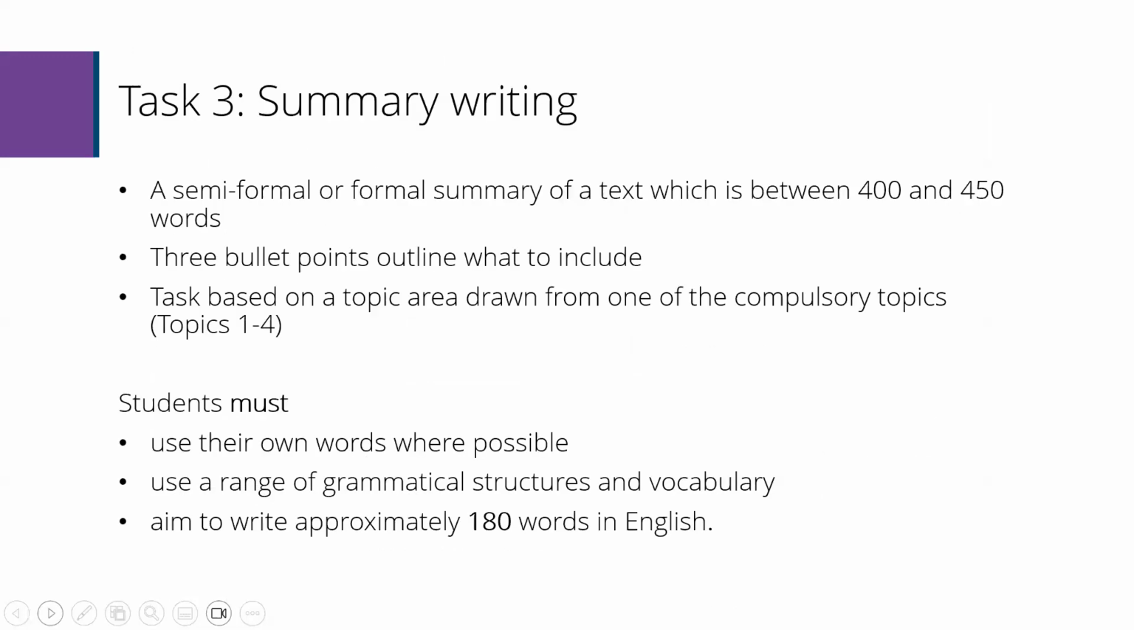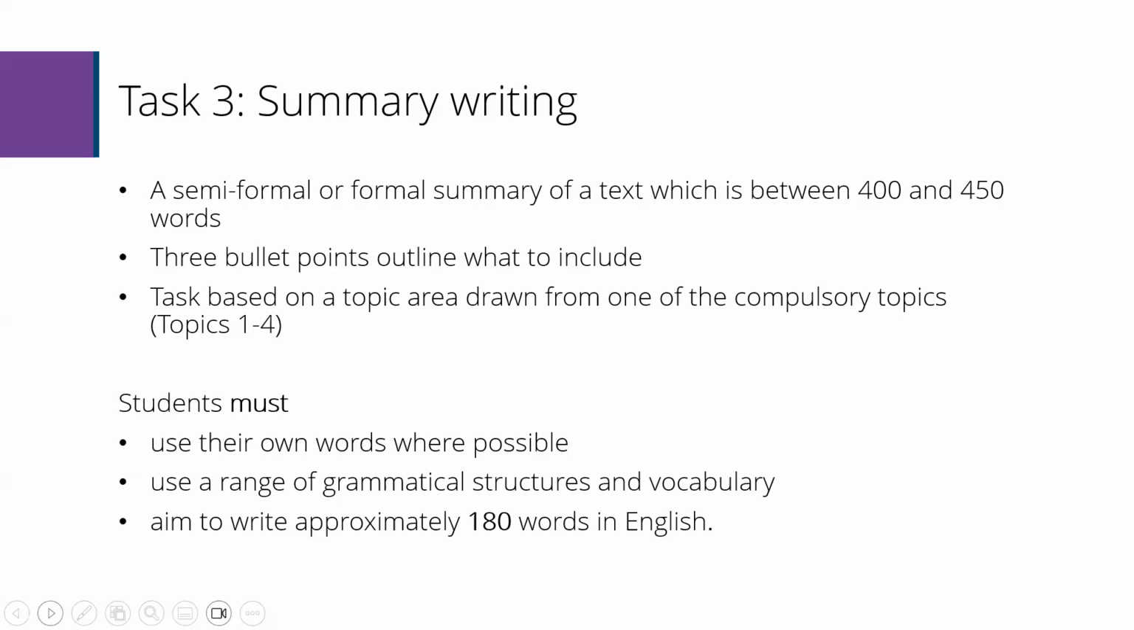And task 3 then is a summary writing task. So this is a semi-formal or formal summary of a text which is between 400 and 450 words. There are 3 bullet points which outline what to include. And this is a task based on a topic area drawn from one of the compulsory topics, from 1 to 4. So students need to use their own words where possible.